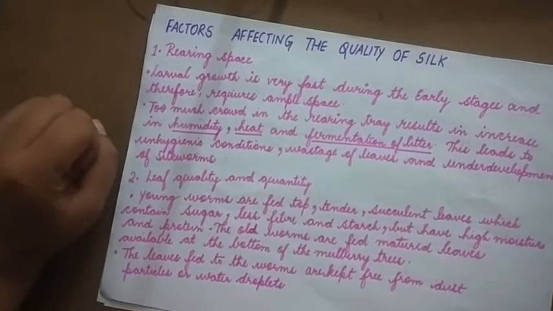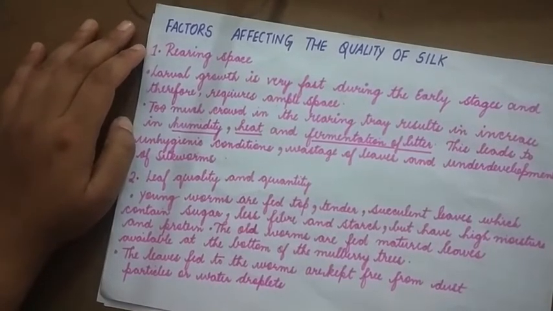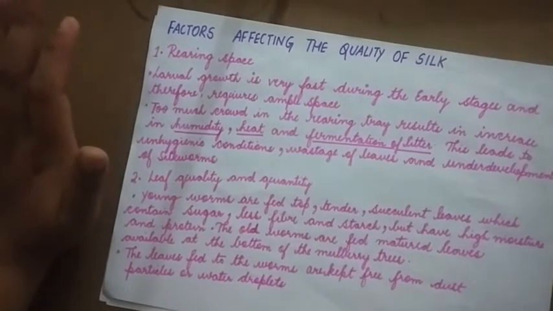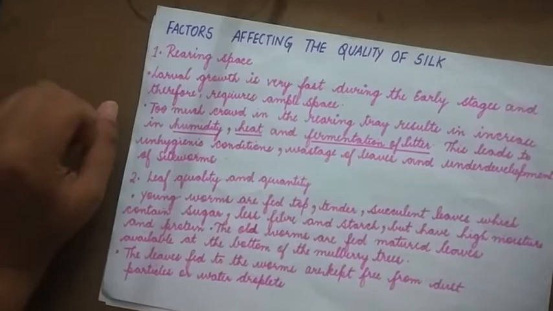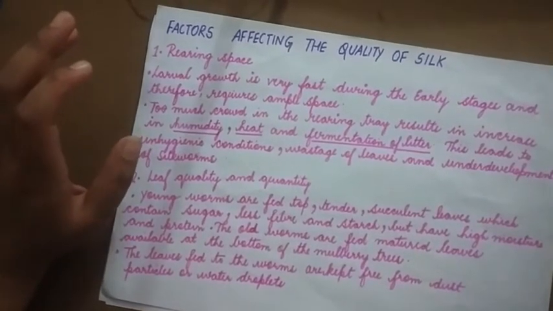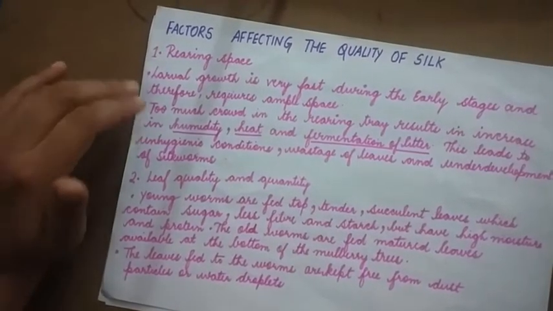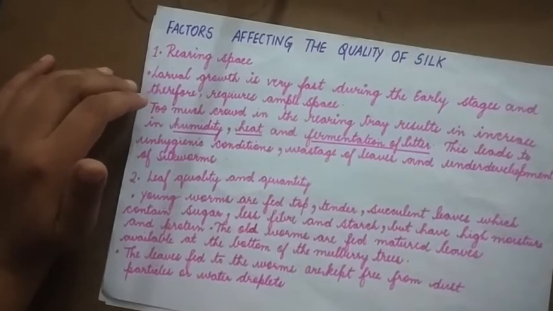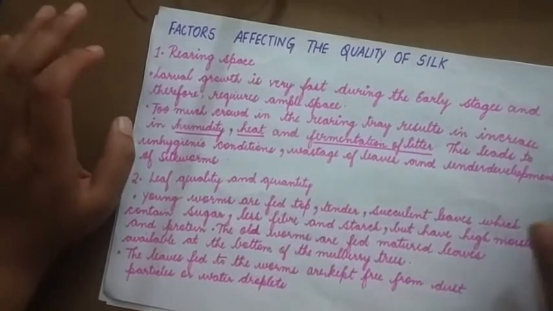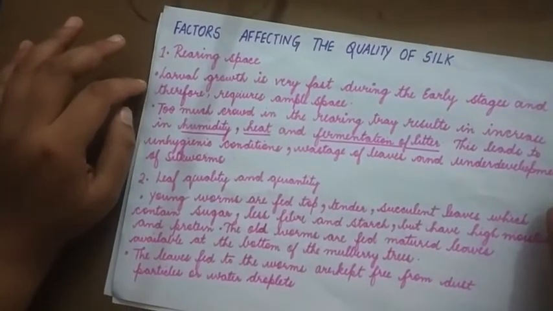So whenever larval growth is happening, it requires enough space so that the quality of silk that is obtained is much better. What happens when there is too much crowding, when there is not enough space? It results in an increase in humidity, heat, and fermentation, which is a type of anaerobic respiration where carbon dioxide is released. So this also has an effect on the quality of the silk fiber.